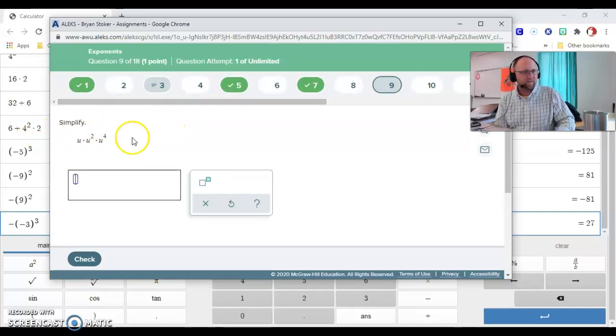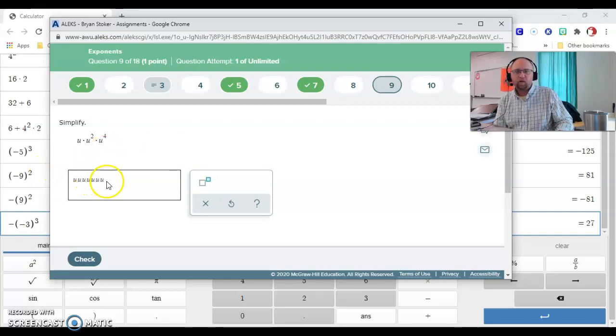So this one, they want you to simplify. And if you think about it this way, u times u squared times u to the 4th means u times, and u squared, so I would have u times u, and then u to the 4th, I would have u times u times u times u. And at this point, I should have 7 u's. 1, 2, 3, 4, 5, 6, 7.